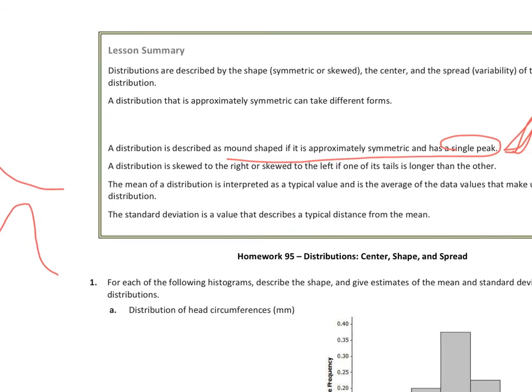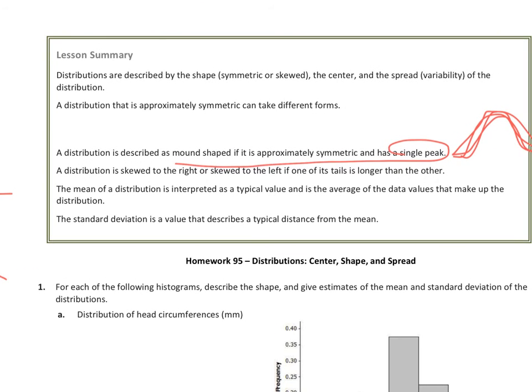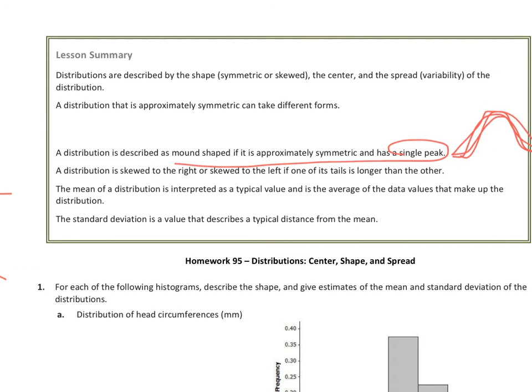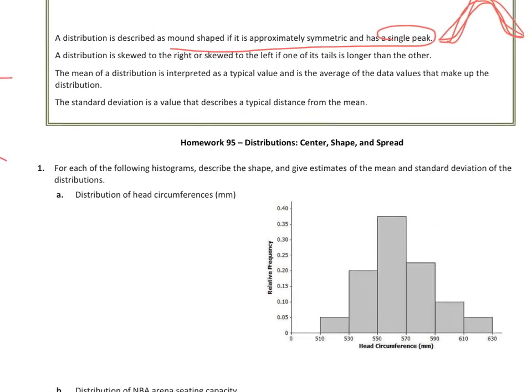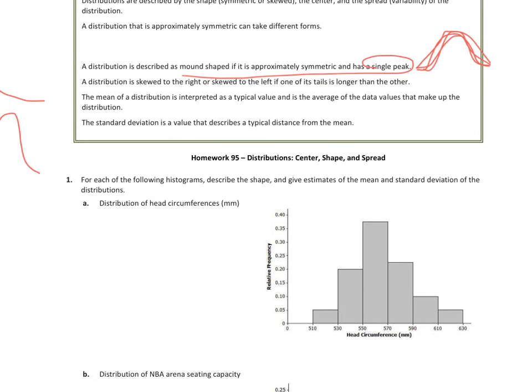The mean of the distribution is a typical value, the average of the values that make up the distribution. And the standard deviation is a value that describes a typical distance from the mean. Okay, so I'm going to do the 2 examples on the homework that go here because they ask you to find the standard deviation and the mean, so you can get a little more understanding of this. They first say, for each distribution histogram, describe the shape and give an estimate of the mean and standard deviation.